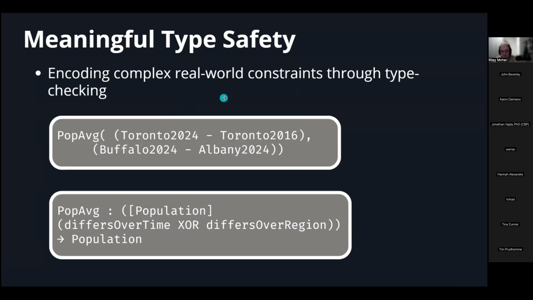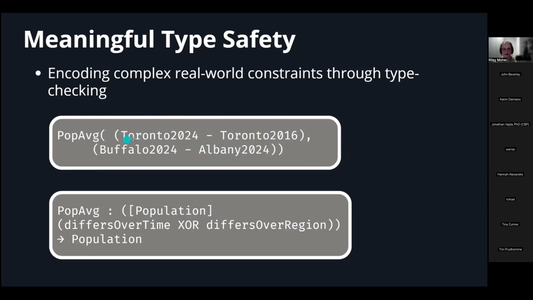So to give an example of what this actually looks like with some instance level data, we can encode those real world constraints through type checking. So if I want to do a population average, let's take a look at what I'm calling here. So say I want to take the average between two different difference operations.